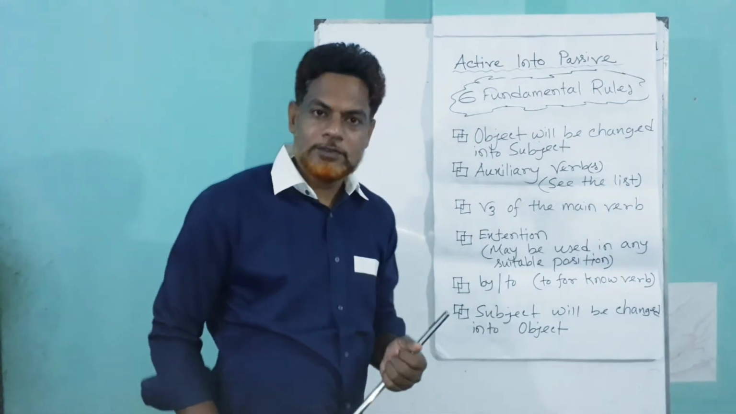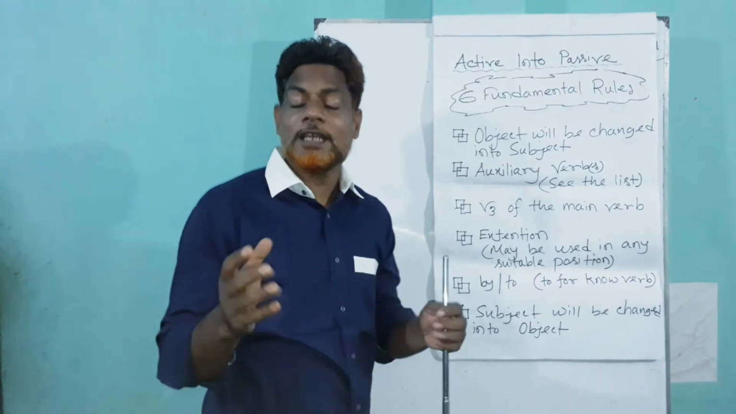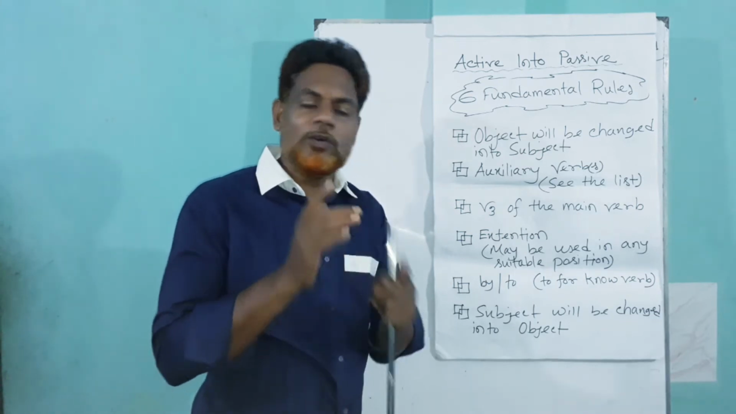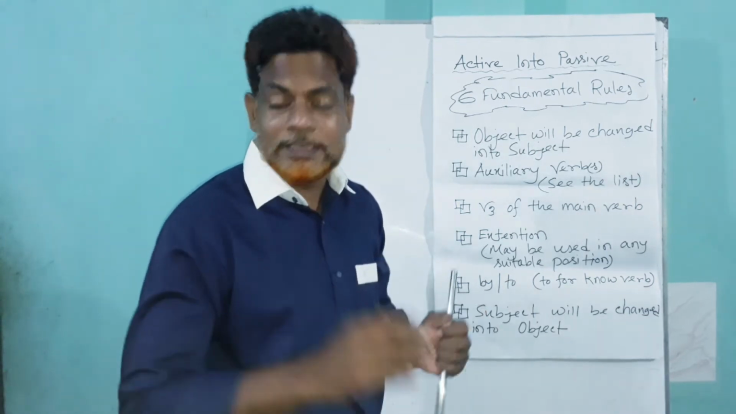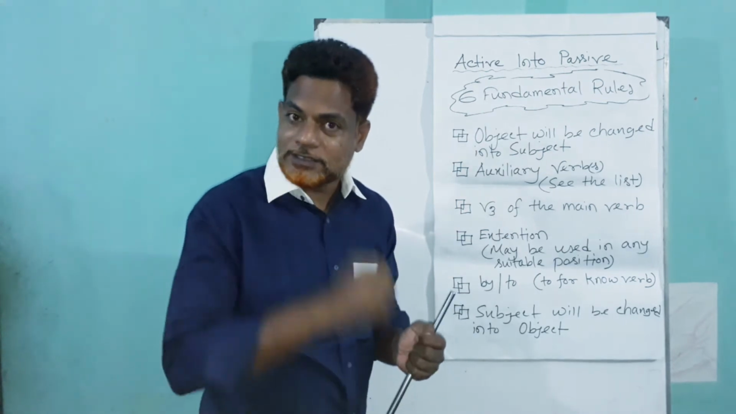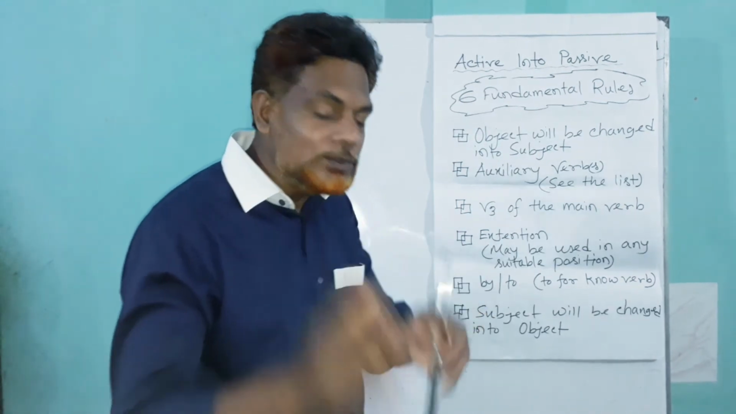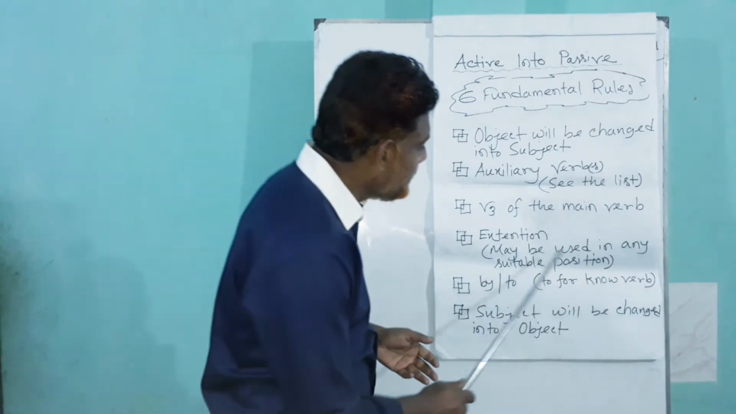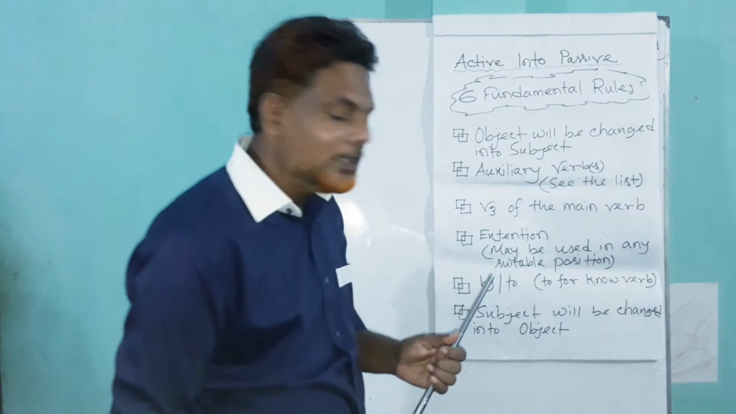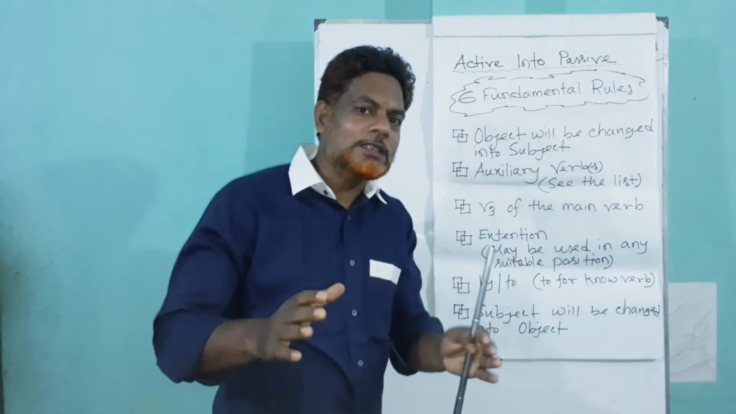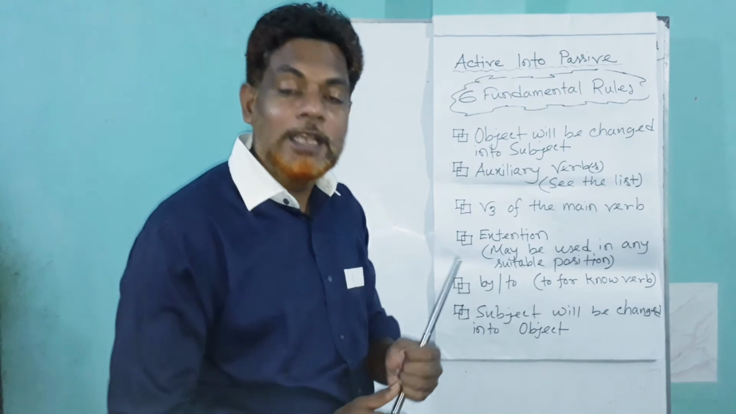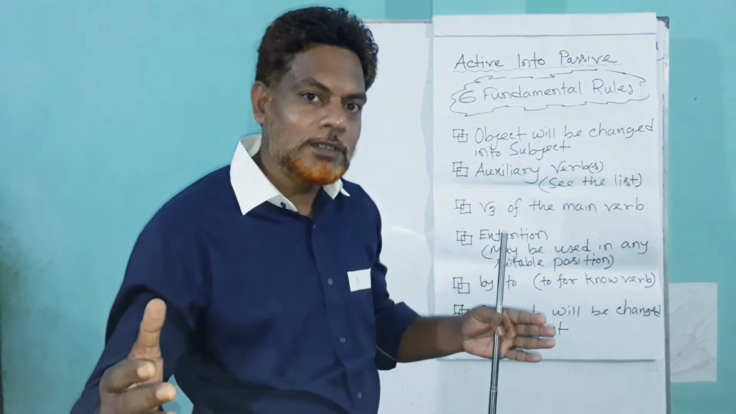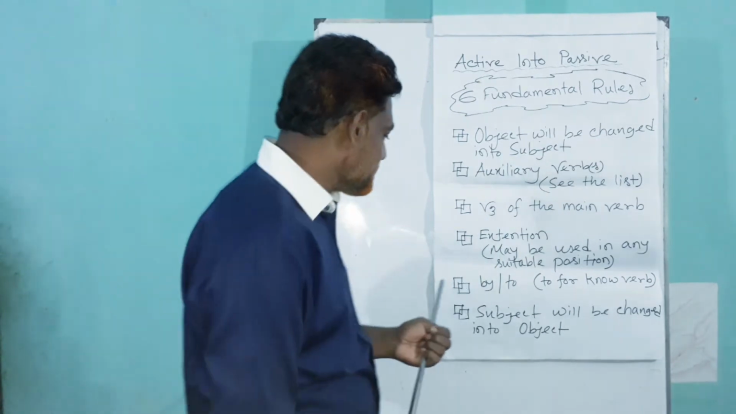Then the extension. What's the extension? You may ask me what the extension is. Extension is everything except SVO. If there is any word or words in the active voice besides these, it is called extension. And this extension will be used in the 4th position. But one thing you have to remember: it may be used in any suitable position. It's not mandatory that you write the extension in the 4th position. You may use the extension in any other position. It will depend on the meaning of the sentence.